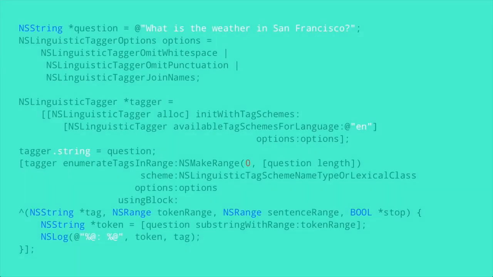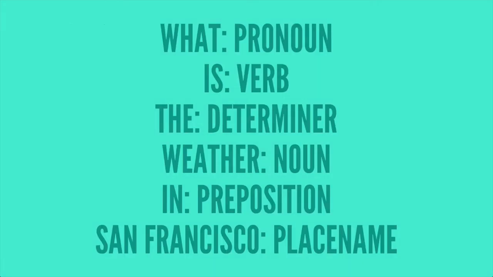Here's an example. I'm not sure how well this is coming up. Probably not very well because the contrast is super low. But you're creating an NSLinguisticTagger. You alloc init with tag schemes. In this case, we're going to use all the available tag schemes for the language EN, English. And then we pass in our options. We're going to omit white space and punctuation and join the names together. So when I put in the question, what is the weather in San Francisco, and enumerate all the tags, what do I get? What, pronoun; is, verb; the, determiner; weather, noun; in, preposition; San Francisco, place name.